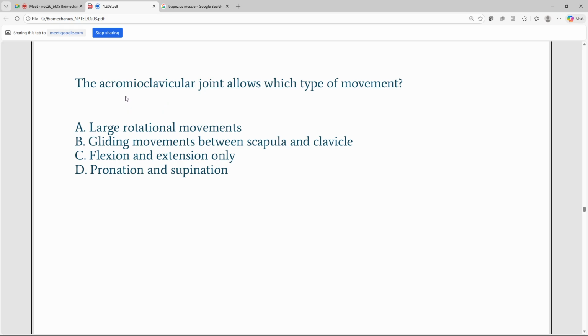Next question. The acromioclavicular joint allows which type of movement? Option A, large rotational movements. Option B, gliding movements between scapula and clavicle. Option C, flexion and extension only. Option D, pronation and supination.